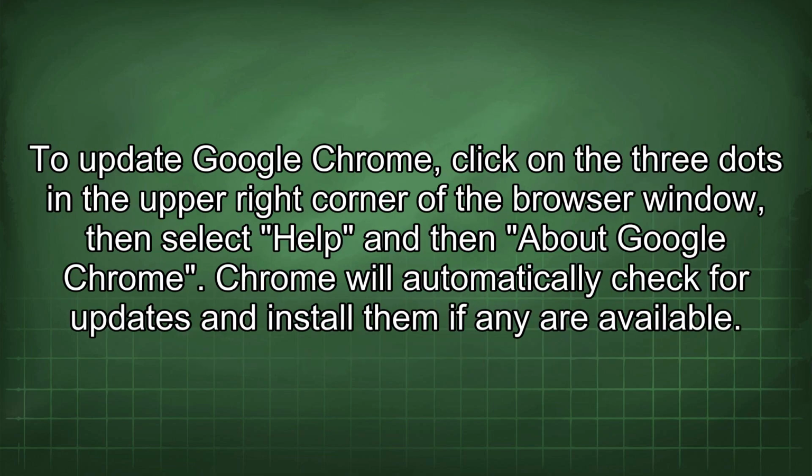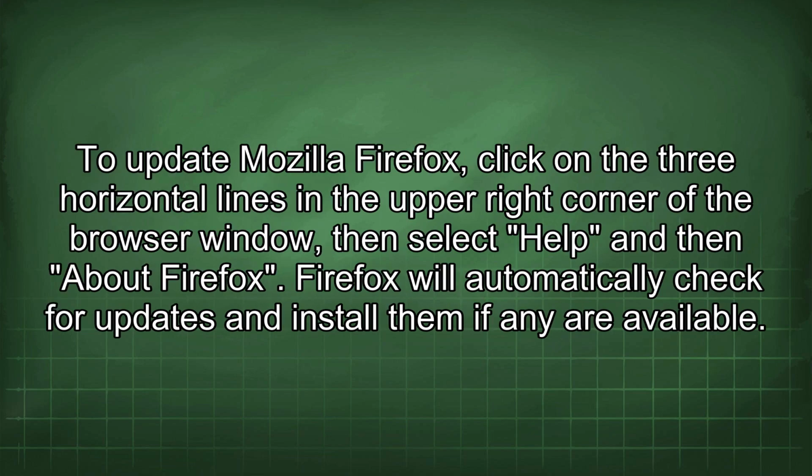To update Google Chrome, click on the three dots in the upper right corner of the browser window, then select Help and then About Google Chrome. Chrome will automatically check for updates and install them if any are available. To update Mozilla Firefox, click on the three horizontal lines in the upper right corner of the browser window, then select Help and then About Firefox. Firefox will automatically check for updates and install them if any are available.